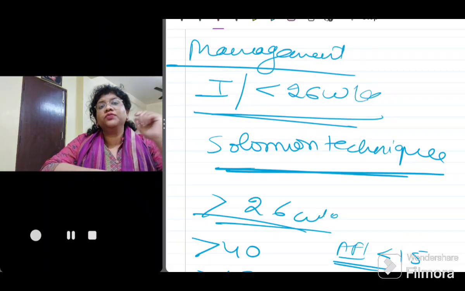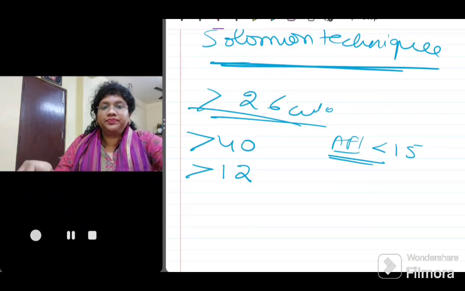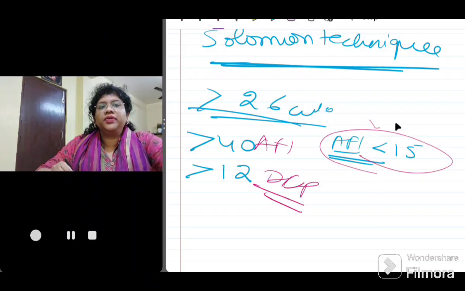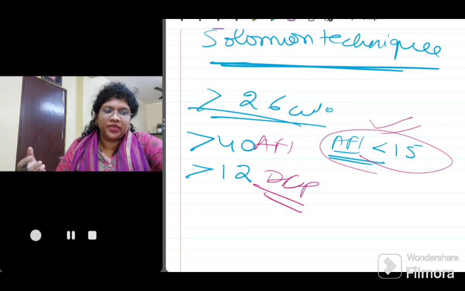But the criteria for this is that you will do amnioreduction if the AFI is more than 40, or if the deep vertical pocket is more than 12. The target should be AFI less than 15. So you're not going to do a too aggressive reduction. Just make sure that the AFI becomes less than 15.